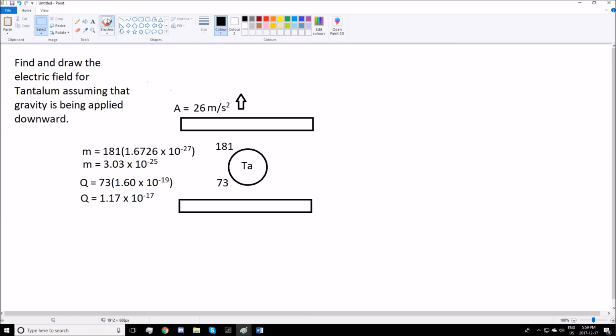Once that's complete, then what you can do is you can use the mass and you can solve for the force of gravity. So you'd use your formula for the force of gravity, Fg equals mg. You plug in your numbers, so you'd use the final mass of the particle times 9.81, which is your acceleration due to gravity. And you get an answer that would be somewhere around this.